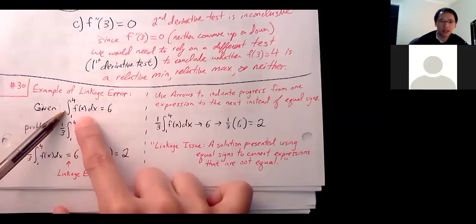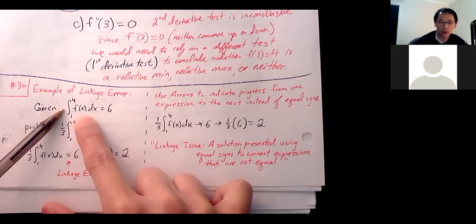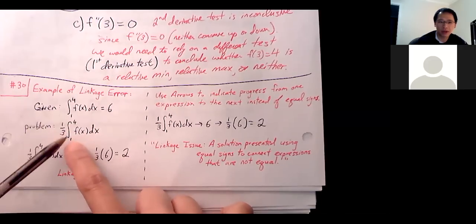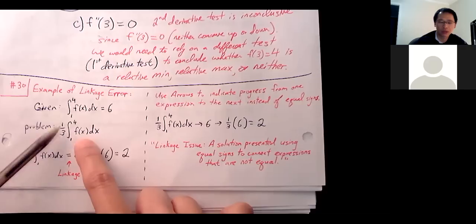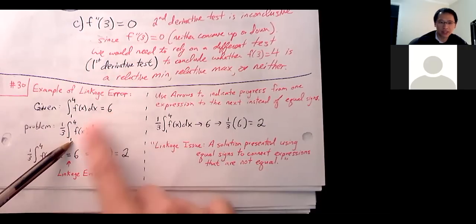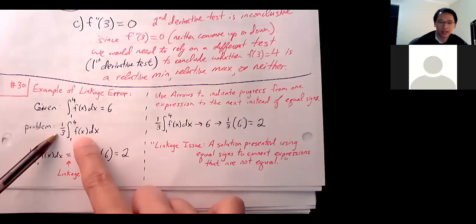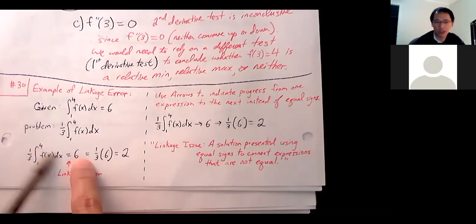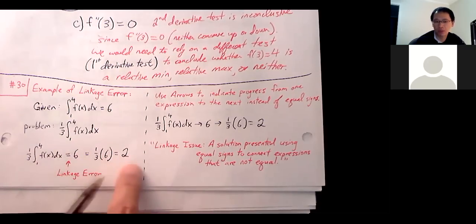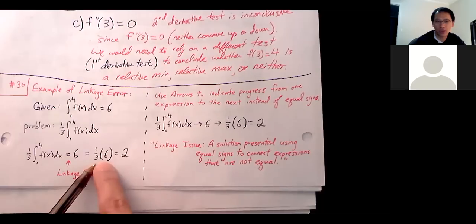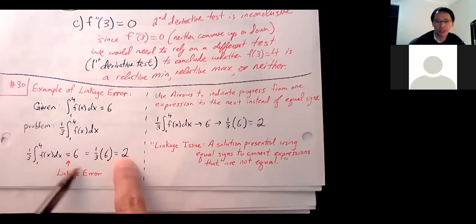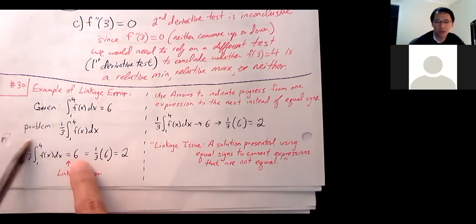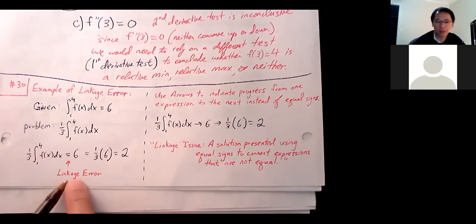So for instance, let's say the problem gives you this known, this given, and then the problem is asking you to find the integral from 1 to 4 of f of x times 1/3. This is pretty straightforward. You just plug that 6 in for the integral and multiply by that 1/3 and get our answer. But as students are doing this, maybe they're working out this portion and they just put an equal sign because they want to move the problem along. And eventually it's correct, right? 6 times 1/3 is 2. But there's a linkage error here because this 6 is not truly equal to this definite integral. And so they may take a point off there.